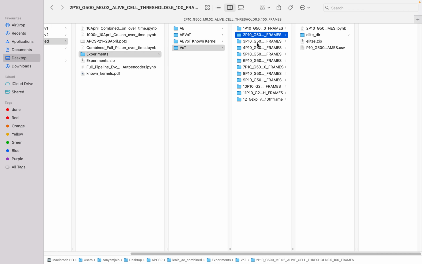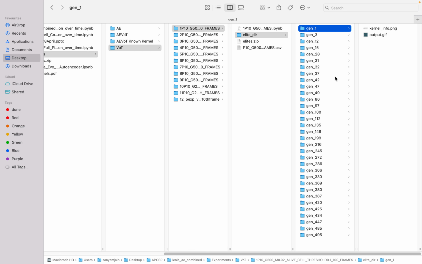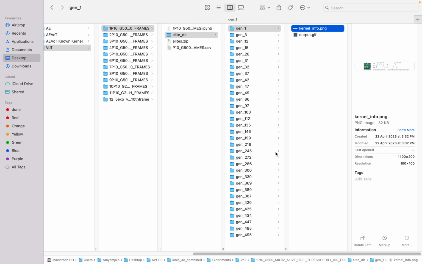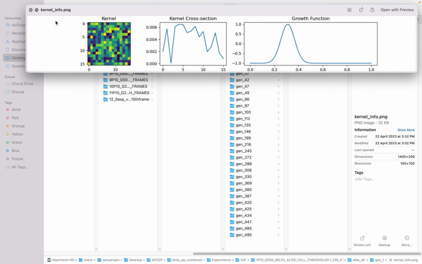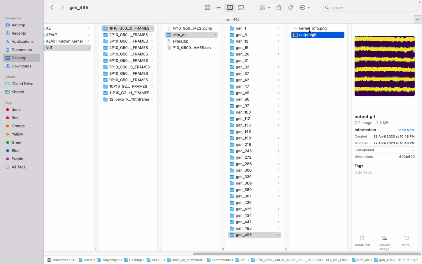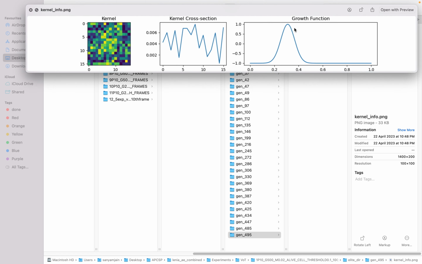About the VoT fitness function. VoT is variation over time, which is a third type of fitness function for our evolutionary linear. Here we are using the configuration of threshold 0.1 but using 100 frames, all the frames, and running for 500 generations. The output looks like this for the first generation, and this is the kernel which is randomly initialized, and this is the final output for variation over time, and this is the kernel for 499, basically 500 generations.